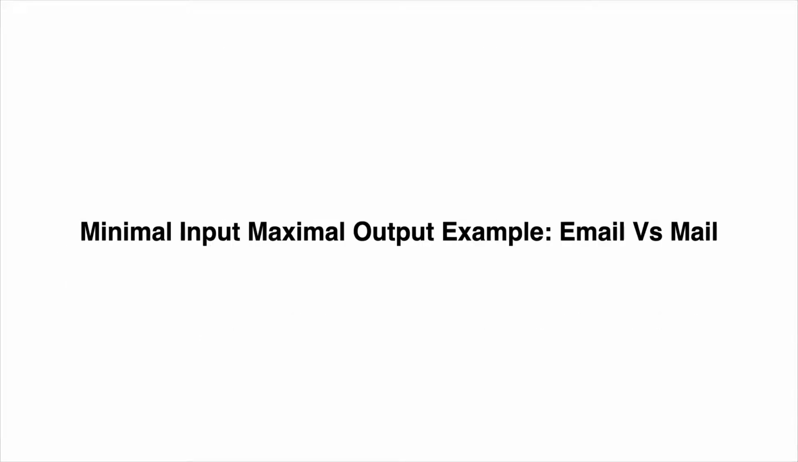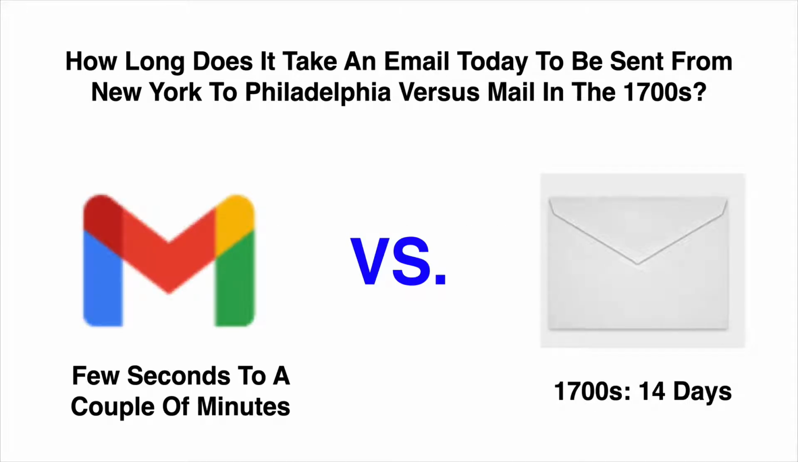Minimal input, maximal output example. Email versus mail. This is a really good example, especially for people who use the internet. Here's a question: how long does it take an email today to be sent from New York to Philadelphia versus mail in the 1700s? Gmail or email, you see on the left-hand side, takes a few seconds to a couple of minutes to send and receive. If you were in New York and you sent an email to someone in Philadelphia, it would take a few seconds, maybe a couple minutes. And then in the 1700s, it took 14 days. So think about that, man.